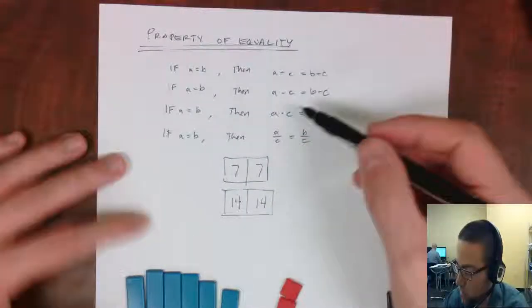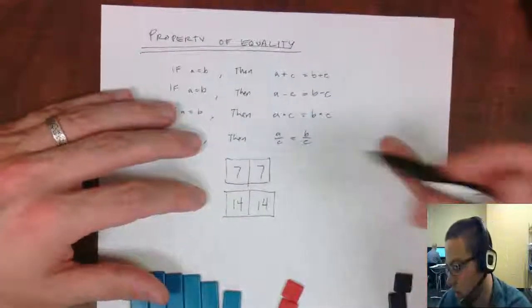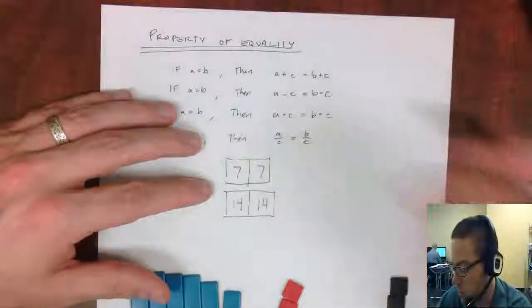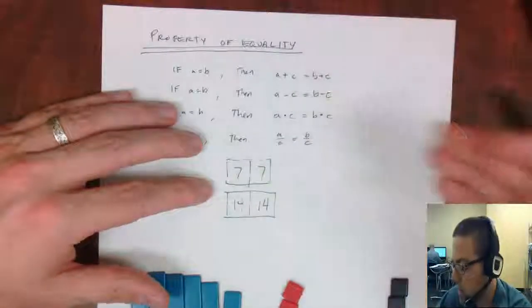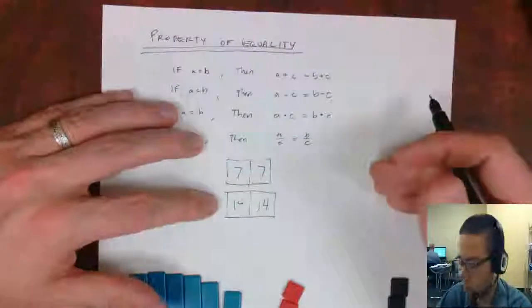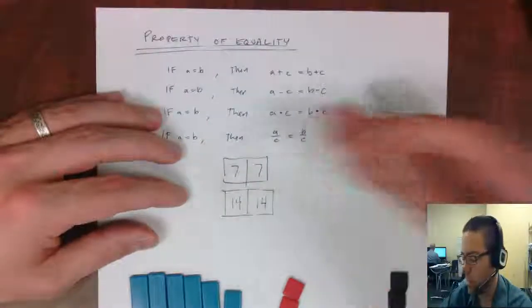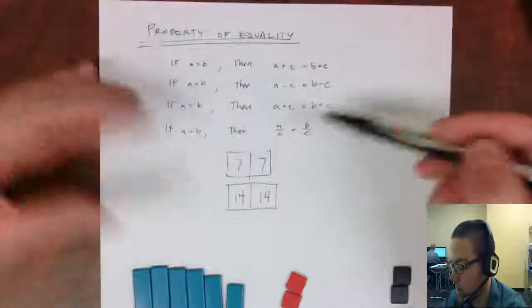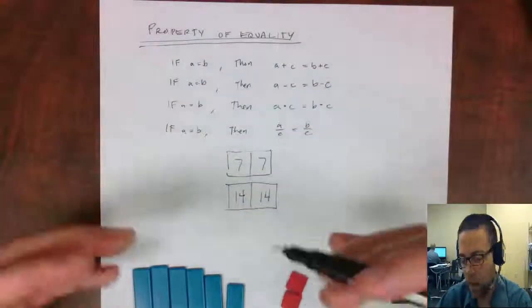And you could make arguments for all the other operations. What if one team lost 3 points? Well, the other team has to also lose 3 points to keep their scores equal. Or if one team doubles their points or triples their points, the other team would also have to double or triple theirs. Or if they cut their score in half, then the other team has to cut their score in half. So it makes sense that whatever you do to one side, you have to do to the other if things are to remain equal.